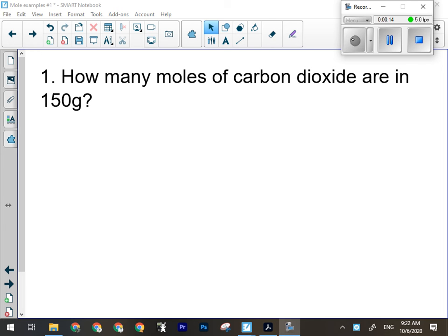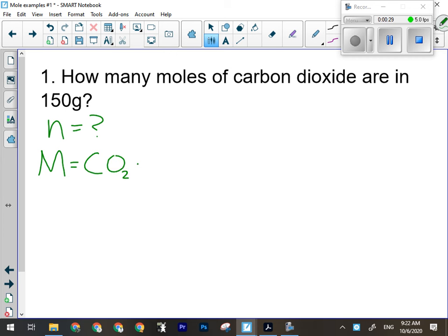All right, so for number 1 here, what we start out with is writing down our givens. We're looking for how many moles, so we're looking for N. It tells us it's carbon dioxide, which helps us calculate the molar mass. Carbon dioxide is CO2, so that's going to mean 12.01 plus 16 times 2. Here's the carbon, 1 carbon, 12.01, and this is the 2 oxygens, 16 times 2, which is going to give us 44.01 grams per mole for our molar mass. Okay, everybody with me so far there?